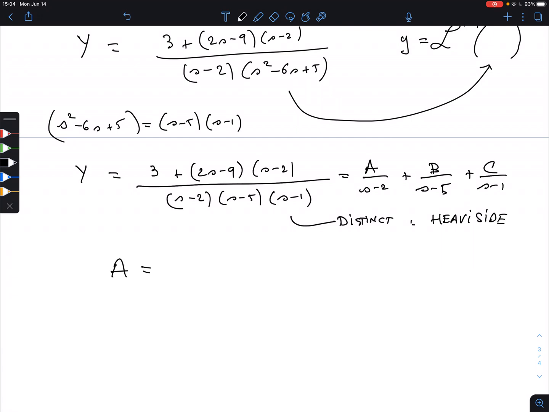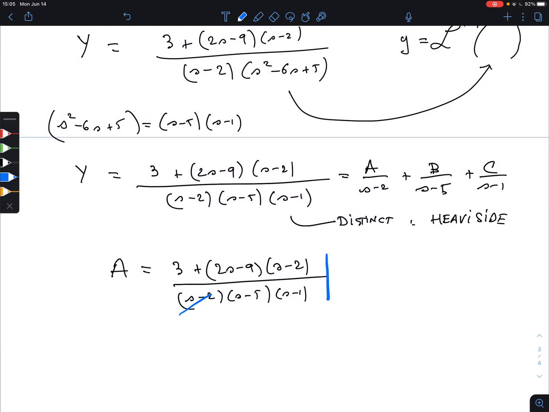So, what we do, we take this whole big expression, and then what we do? Well, we look at A, which is on top of the factor s minus 2, so we scratch that factor out and we plug in s equals 2. Okay.